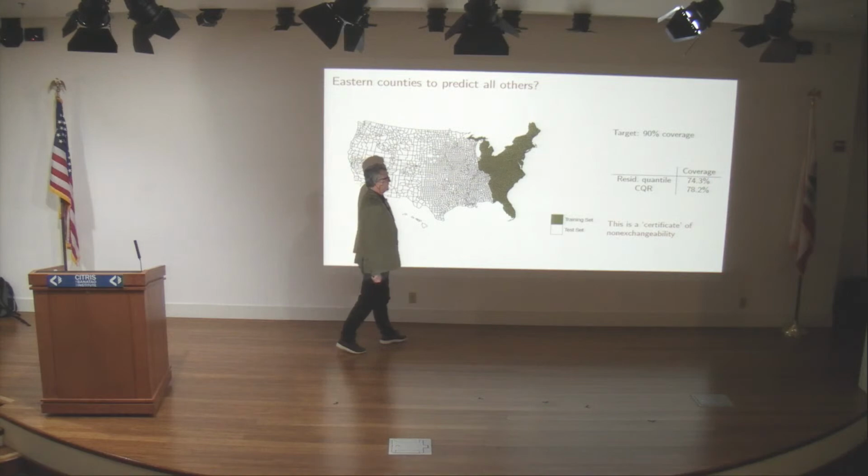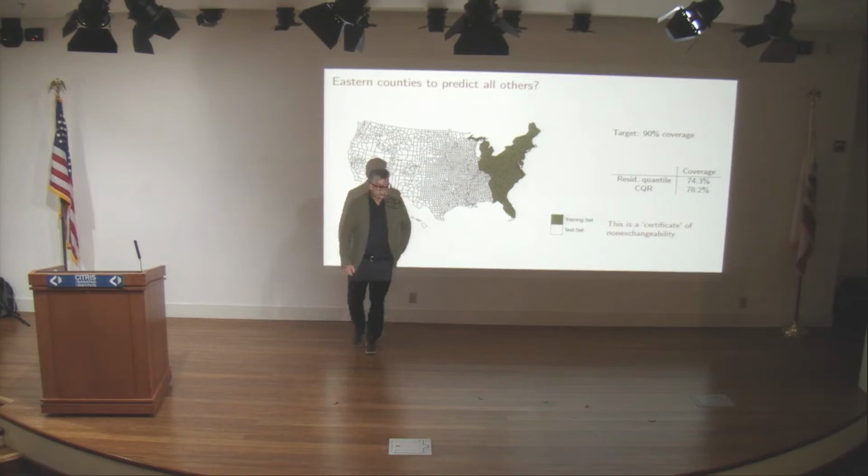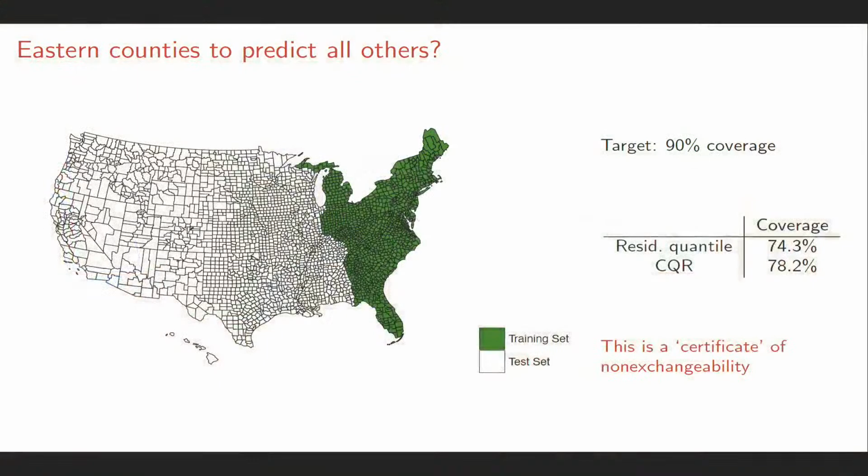So I just repeated the experiment I made, but now my training set is not drawn at random. By drawing a training set at random, I create exchangeability by design. But now let's say that my training set is just the eastern part of the country, and then I repeat the procedure. Then I get this. I get that, no, the coverage is not 90%. It's 74% or 78%.